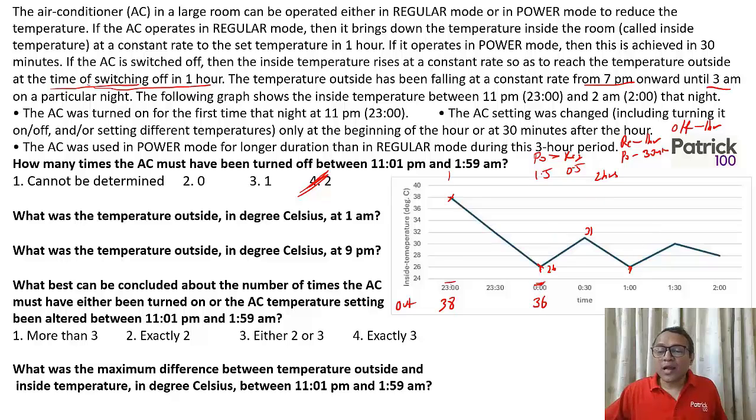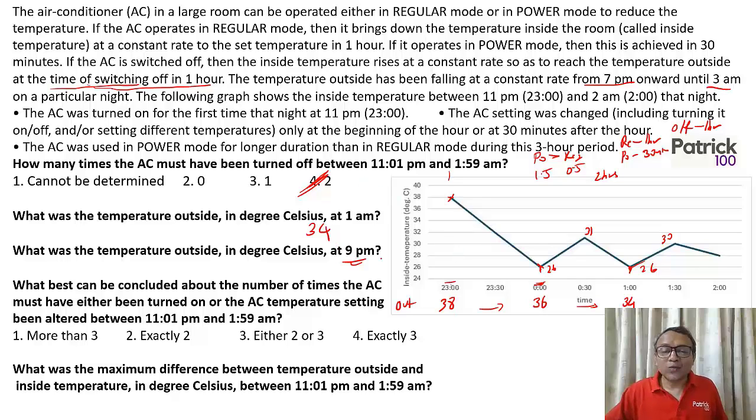Same way here, at 1 o'clock, the temperature reached 26 to 30. And if it continues for half an hour, it would have gone to 34, which would have been the outside temperature at 1 o'clock. So you can see this going down at a constant rate of 2. So at 1 o'clock, 34 degrees. So we have 34.